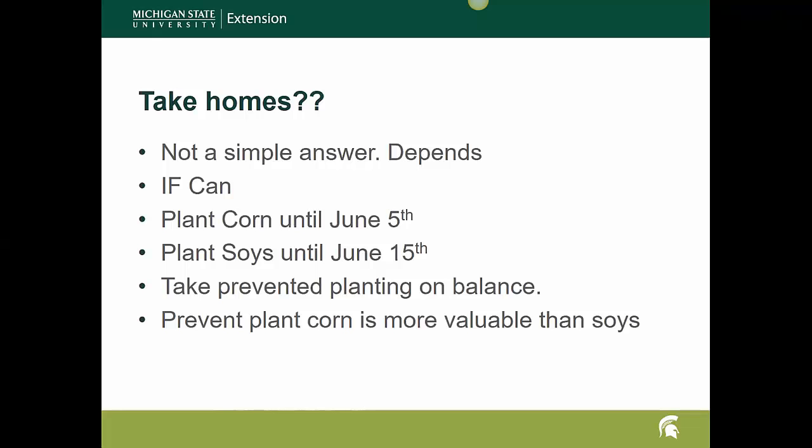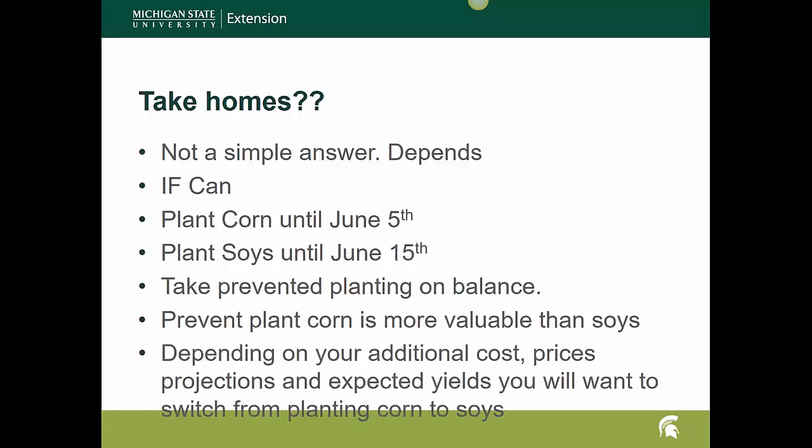Preventive planting on corn is more valuable than on soybeans, so you want to try to get as many preventive plant corn acres as you can. So even though you get later in the year, you're going to want to switch to soybeans, and that's around the 10th of June, something like that. If you've got a choice to plant corn or soys and you're worried about the yield on corn, you might go ahead and take prevent plant on corn and then plant the soybeans instead. Depending on additional cost, price projections, and projected yields, you'll want to switch from planting corn to soybeans, and that's the point I just tried to make.